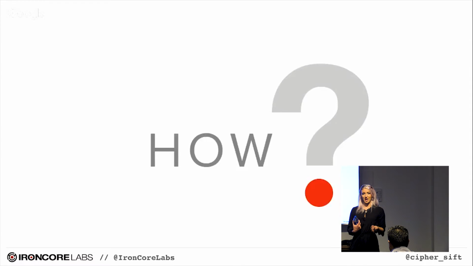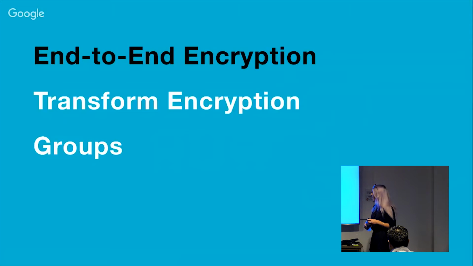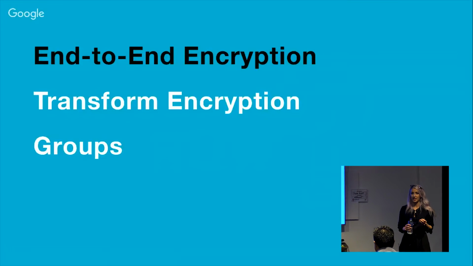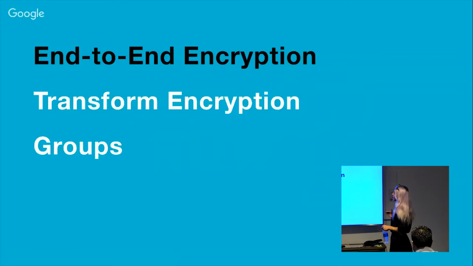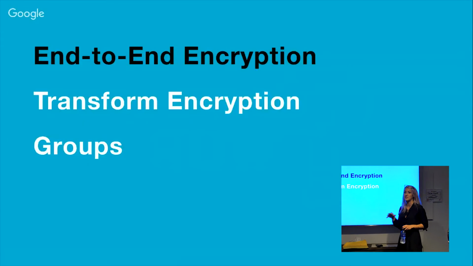So how do you implement this into your application? First, I'm going to talk to you a little bit about end-to-end encryption and how to implement that into your application, using things that you already know, like decorators, HTTP interceptors, and other Angular core functionality. Then I'm going to build on that and talk about transform encryption and how it gives you the added benefits of data control. And lastly, I'll quickly touch on groups.